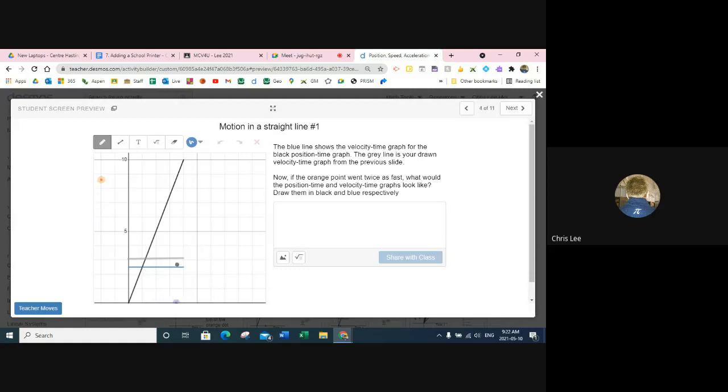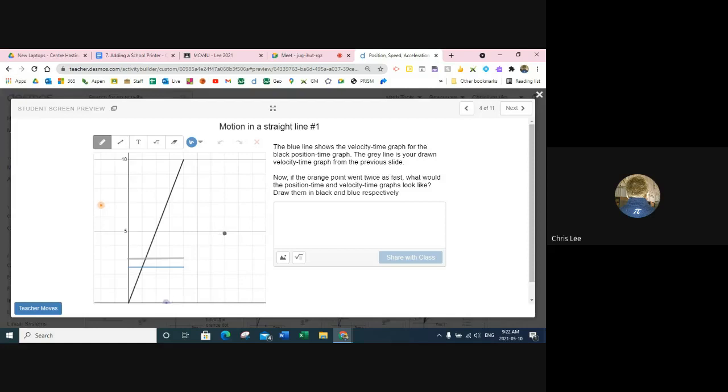Okay, so I was a bit high. Turns out that it's 2.5. Okay, so about 2.5 meters per second, describing that. Now, the orange point went twice as fast. What would the position time function look like?